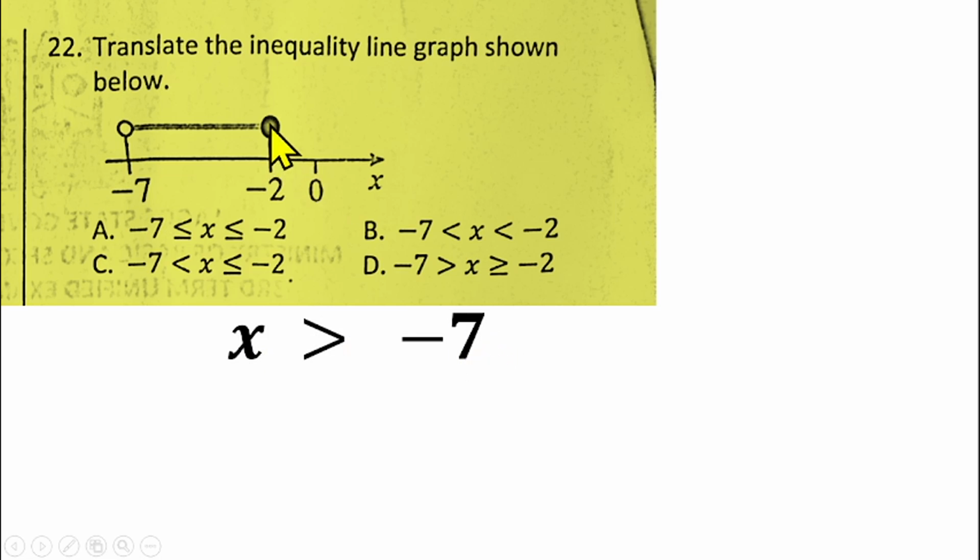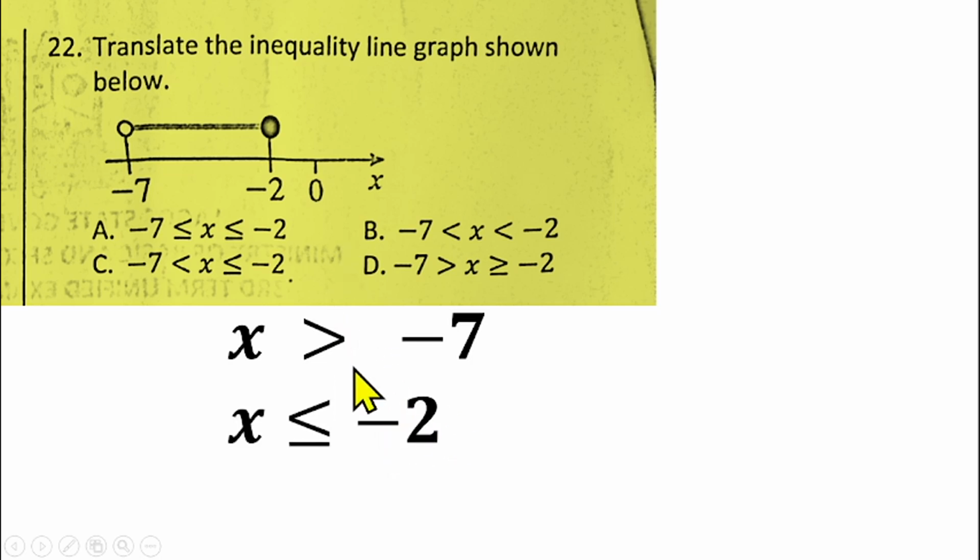And here we have a weak inequality because it is shaded, and the arrow is going this way. That means our x is less than, because the numbers here are less than minus 2. The numbers here are less than or equal to minus 2 because it is shaded. So we have x is less than or equal to minus 2.